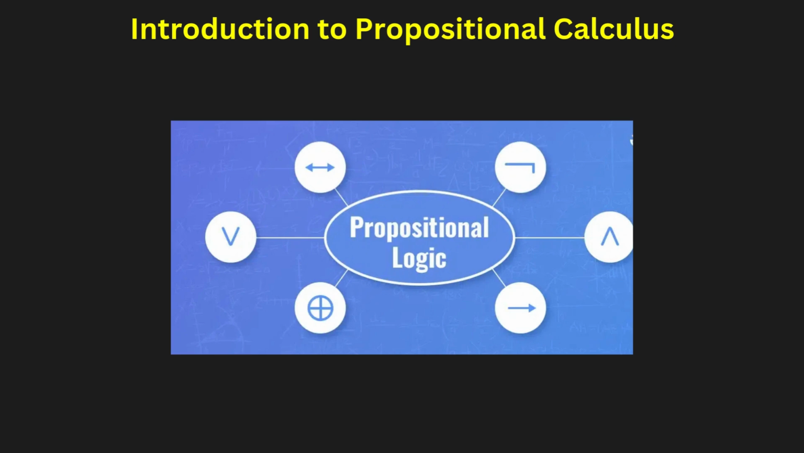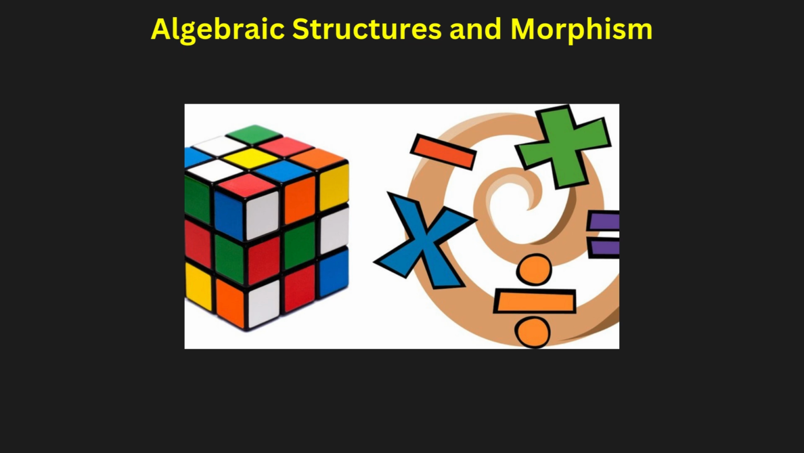So now, algebraic structures and morphism. Algebraic structures like groups, rings, fields are key tools in abstract mathematics and computer science. Starting with binary operations, we study semigroups, monoids, and groups, exploring their properties and real-world applications. Quotient structures and congruence relations lead to modular arithmetic, integral to cryptography. It is a very important chapter for cryptography related subjects.